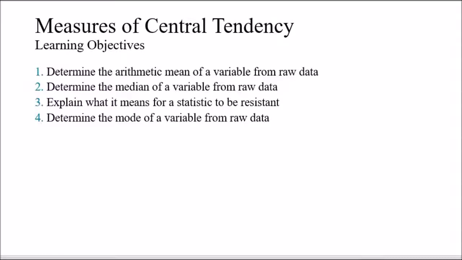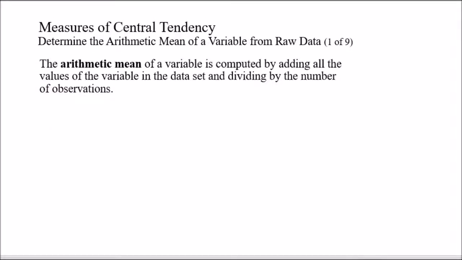Our learning objectives are to determine the arithmetic mean of a variable from raw data, to determine the median of a variable from raw data, explain what it means for a statistic to be resistant, and determine the mode of a variable from raw data. First, we're going to talk about the arithmetic mean.